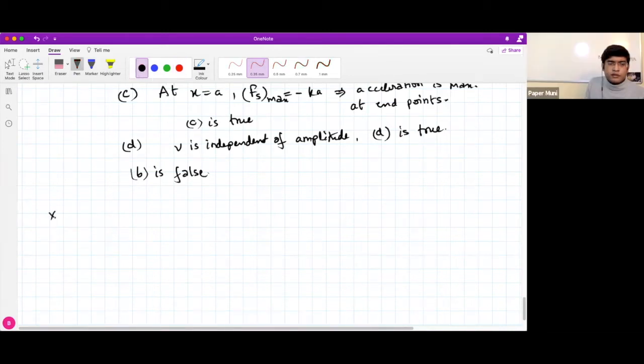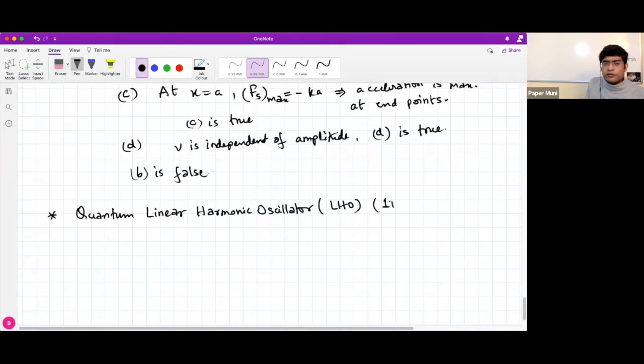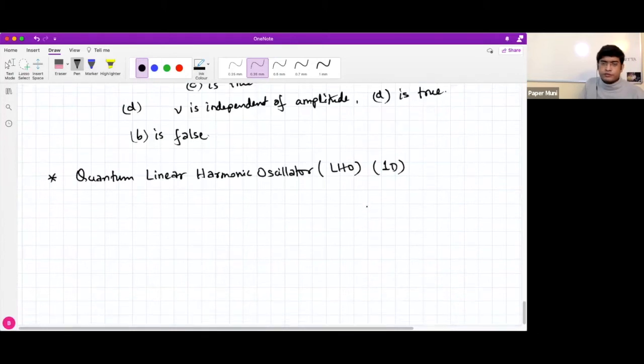All right. So let's start this thing. So quantum linear harmonic oscillator. All right, so this is LHO. Okay, now whatever we are discussing is in 1D. Okay, let's write that also. This is LHO as well as 1D. We'll discuss 2D later on and 3D also.